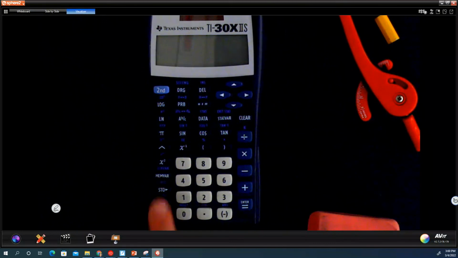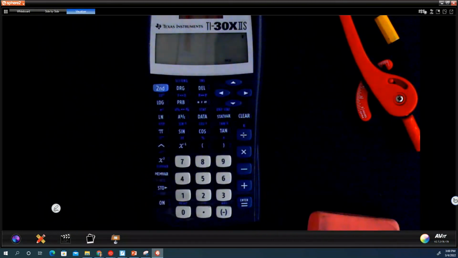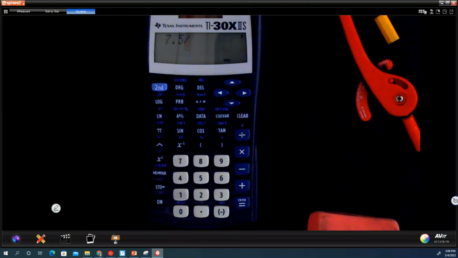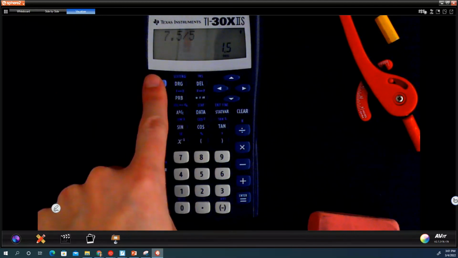Your calculator will give you an error if you try to do a decimal with the fraction button. So you can just do 7.5 divided by 5 instead of doing it as a fraction. Now your calculator is going to give you a decimal. We know how to do this: F to D, which is second PRB.